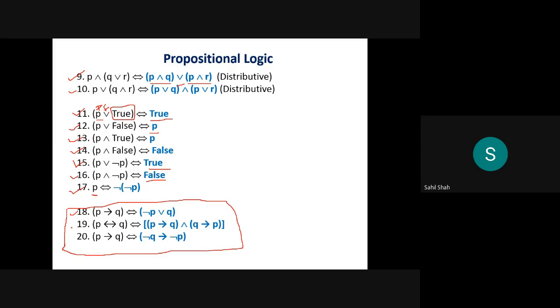Secondly, if we take biconditional, I think we have considered this in yesterday's class as well. P biconditional Q is logically equivalent with P conditional Q whole conjunction Q conditional P. And one last statement, P conditional Q is logically equivalent with its contrapositive, which is nothing other than negation Q conditional negation P. Is it fine?